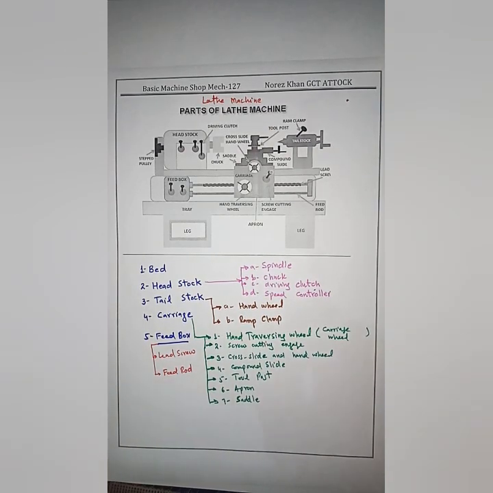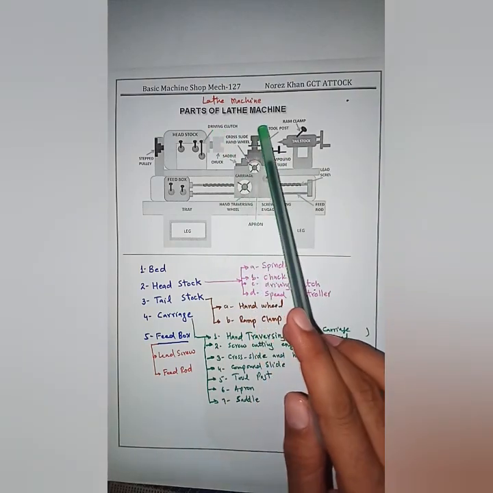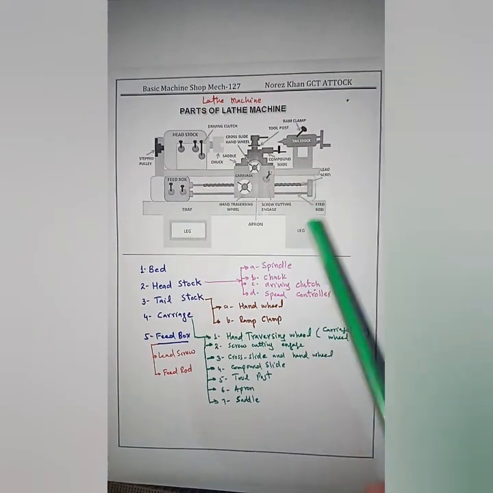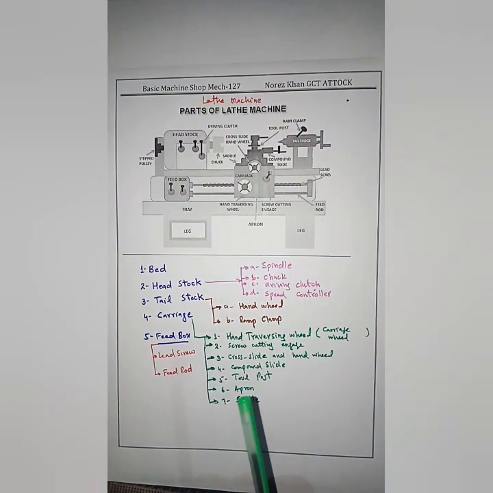Today we study about lathe machine and parts of a lathe machine. Lathe machine is a very useful tool of any industry or workshop. First of all we define the lathe machine, its working principle, and later on we talk about the construction of a lathe machine. Lathe machine is a machine tool which is used to remove metals from a workpiece to give a desired shape and size.